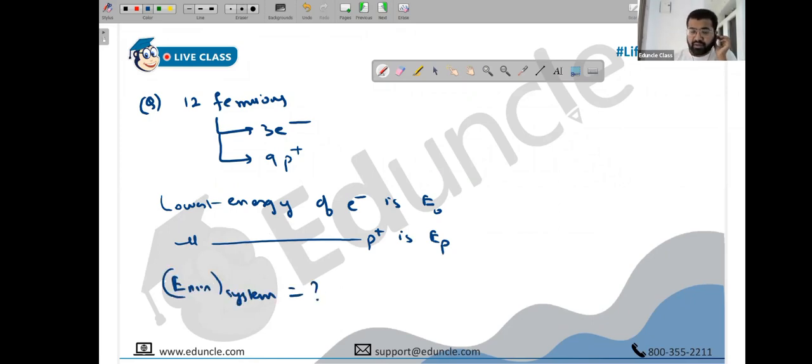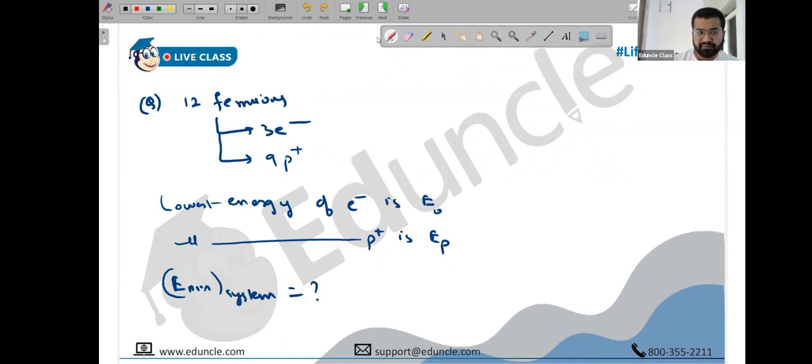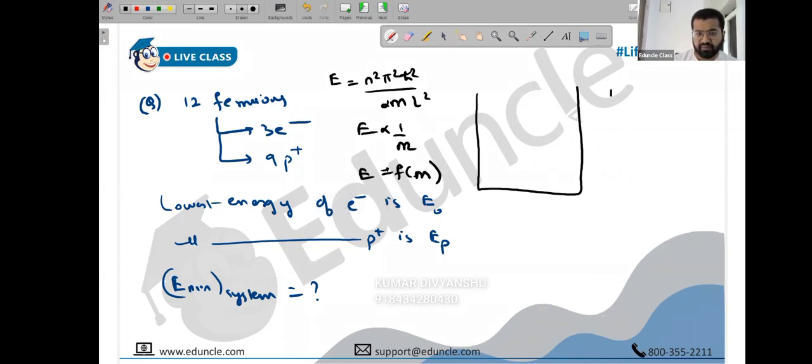I've already told you what happens when they give you electron and proton. You cannot count them as 12 fermions together. It's a different system altogether because energy depends on mass. We have learned the formula for energy: n square pi square h square upon 2 m l square. So energy is inversely proportional to mass. Energy is a function of mass, and since it's a function of mass, you have to draw two different diagrams altogether for electrons and for protons.